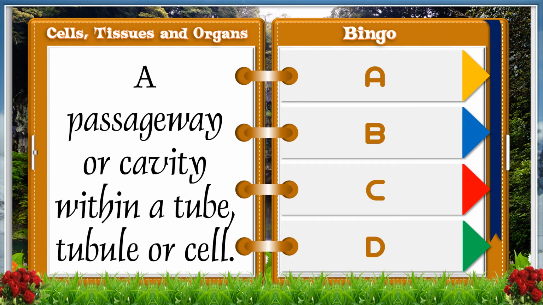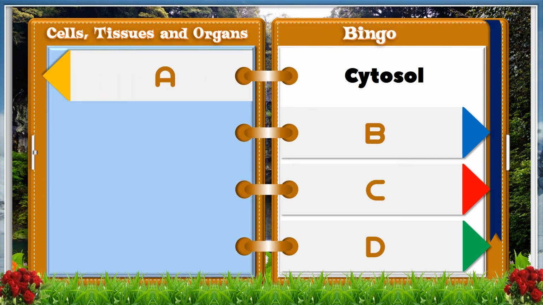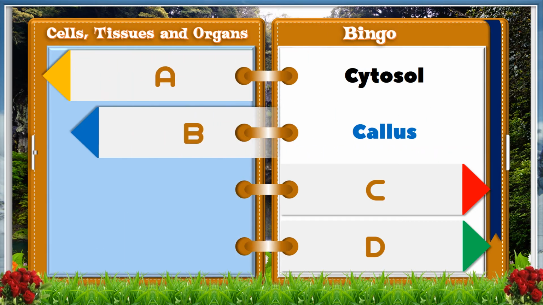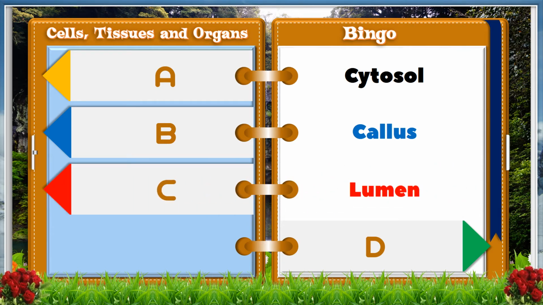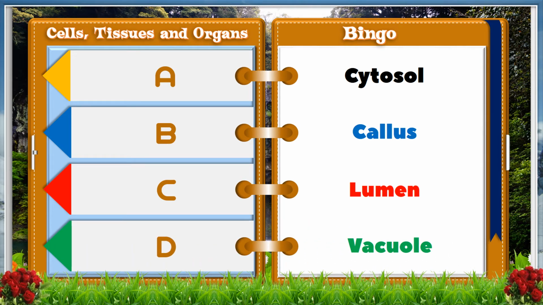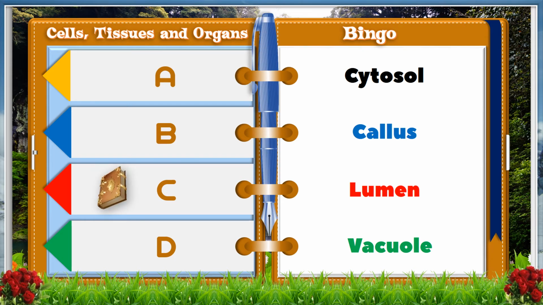A passageway or cavity within a tubule or cell. A. Cytosol. B. Callus. C. Lumen. D. Vacuole. And the answer is C. Lumen.